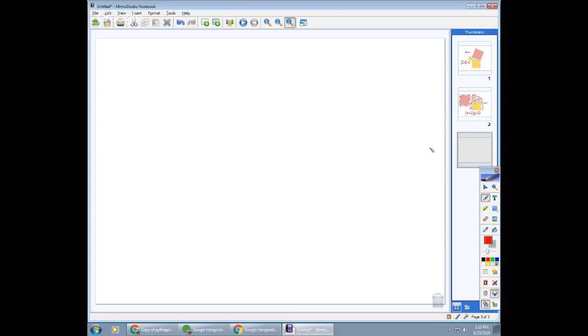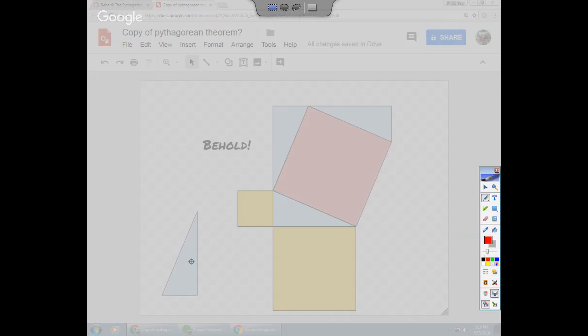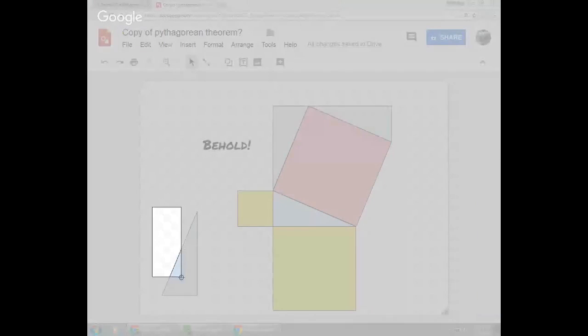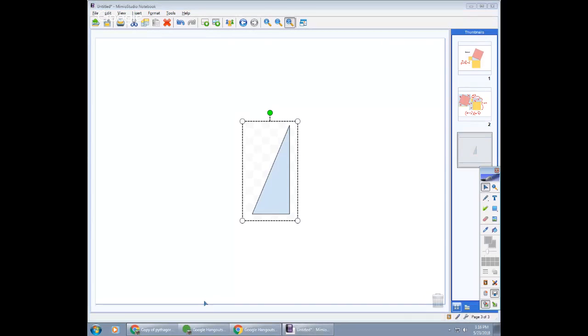All right, so let's see. I need a screenshot of that. Screenshot. Wow, I did it wrong. Oh, I've got to draw a rectangle around it. Oh, I don't know if this is going to work. All right, I'm going to try it different.